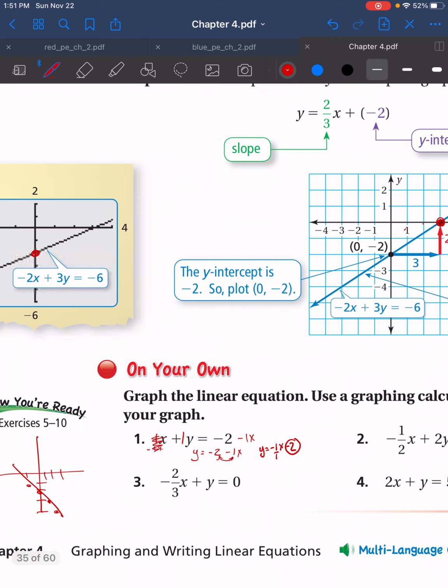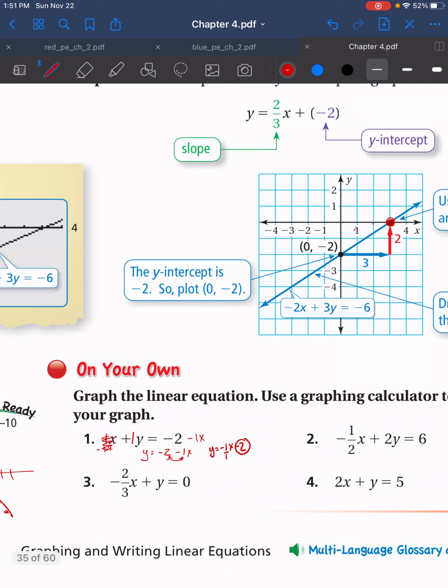I want you to try 1 through 4 on your own in your notes. Just try to get y by itself, okay? Once you get y by itself, then try to graph it with the y-intercept and the slope.